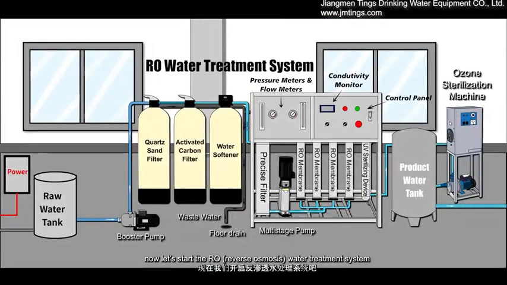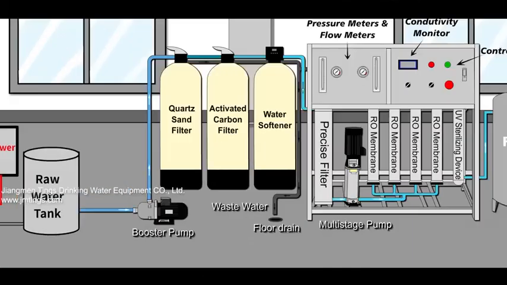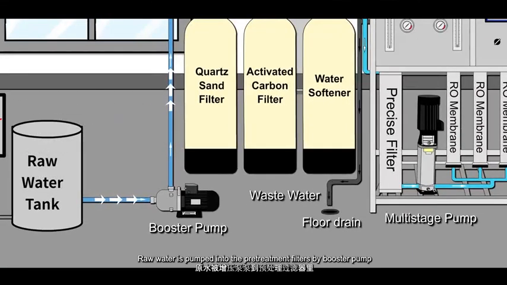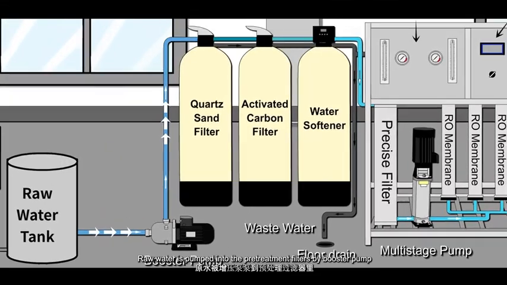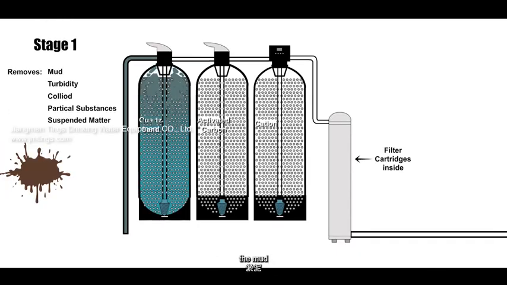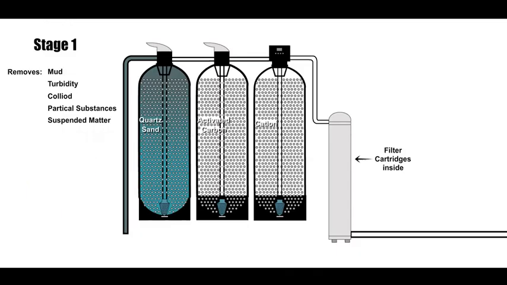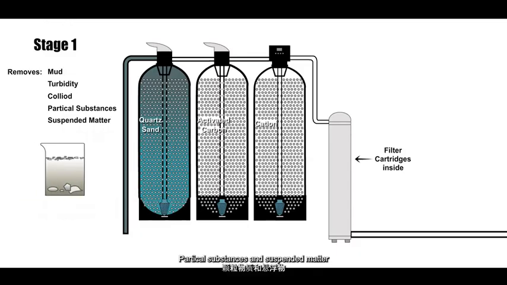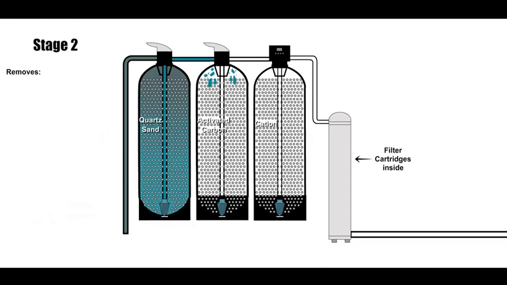Now, let's start the RO water treatment system. Raw water is pumped into the pre-treatment filters by a booster pump. Then stage 1 of the RO process begins. The quartz sand filter removes the muck, turbid matter, colloids, particle substances, and suspended matter.